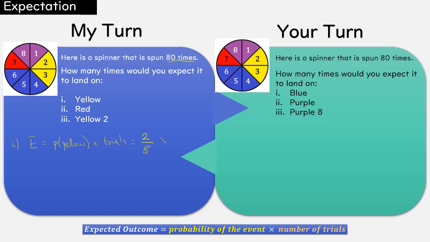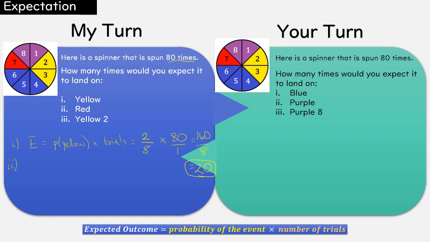And I've got to times that by the number of trials. So that comes out as 160 over 8. What is 160 divided by 8? Well, I know 16 divided by 8 is 2, but I've got 160, so that's going to be 10 times bigger, so 20.